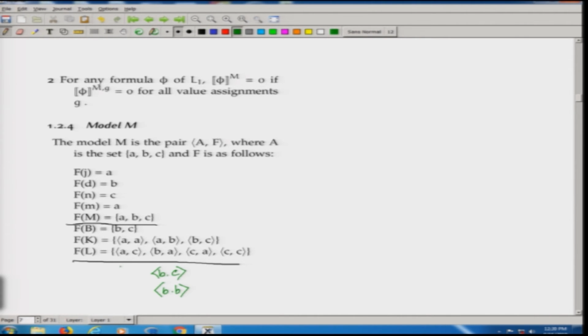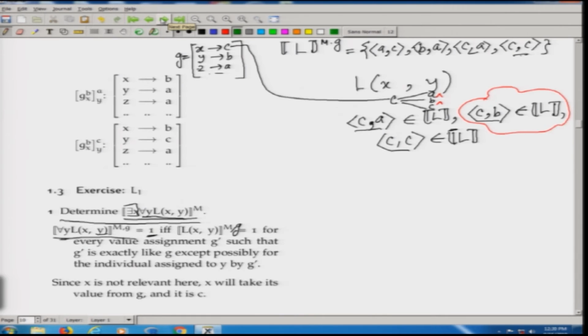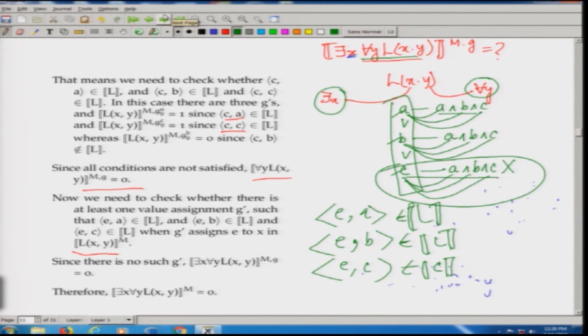AC is found, but then AB and AC are not found here, and CA is found, CC is also found, but CB is not found, right. So they are not there on the list. That is the reason there is none that satisfies our condition. Therefore the value of the whole thing will be 0. So what do we write?